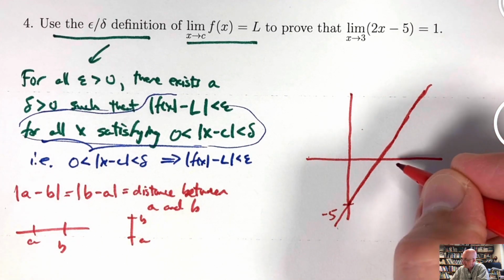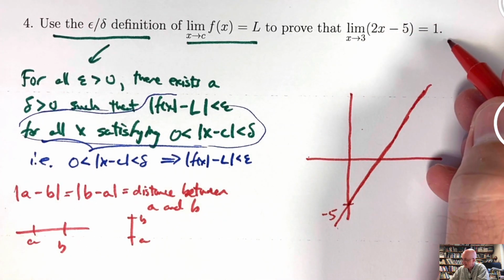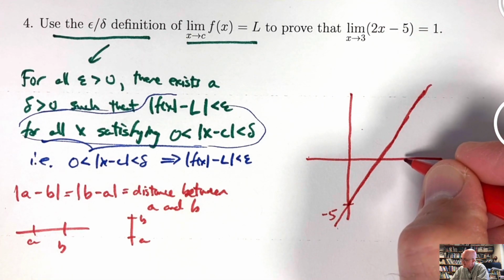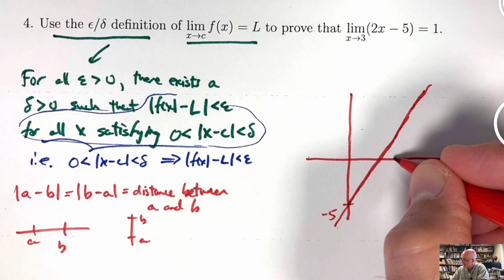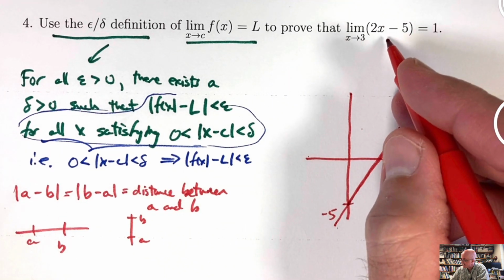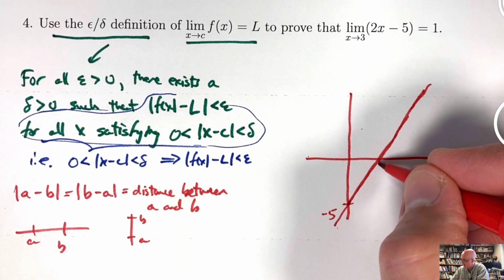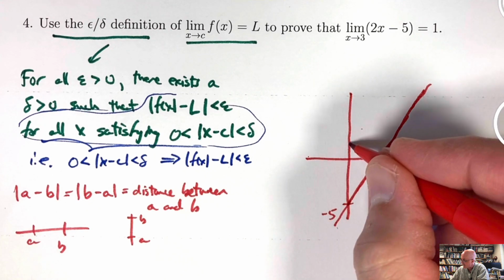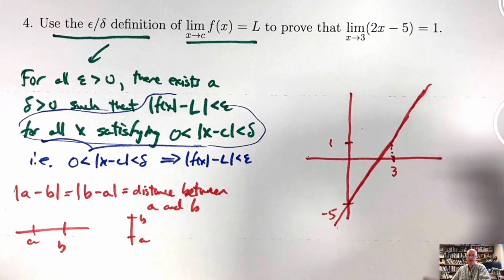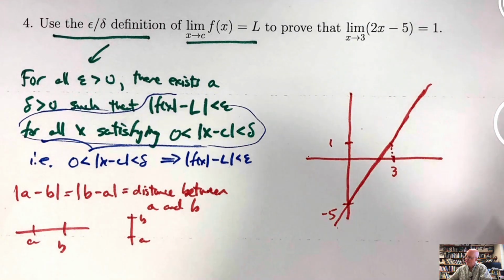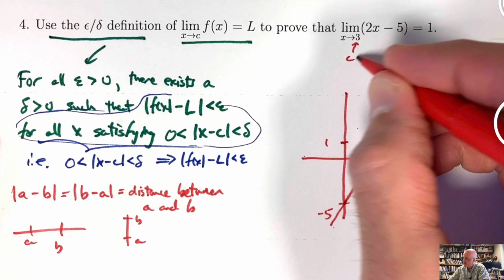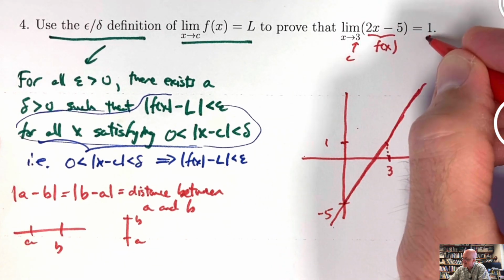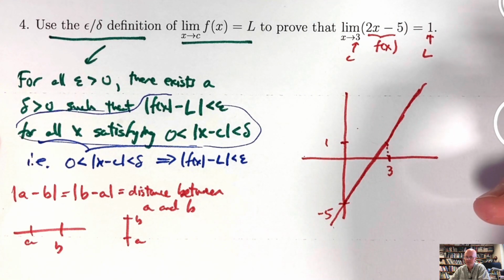When x is 3, the function value is indeed 1. 2 times 3 is 6, minus 5 is 1. So when x is 3, let's say 3 is about, let's see, the x-intercept of this is going to be 2.5. So this is 2.5 right there. So let's say 3 is right about here, and the y value there is 1. 3 is playing the role of c. That's f of x. And this is the L in the definition.